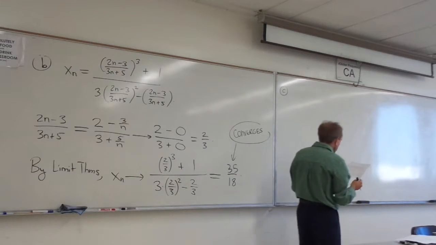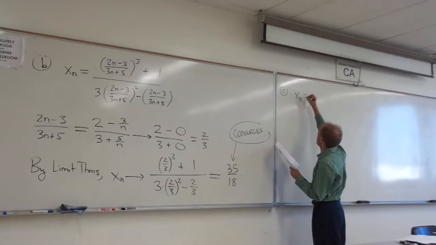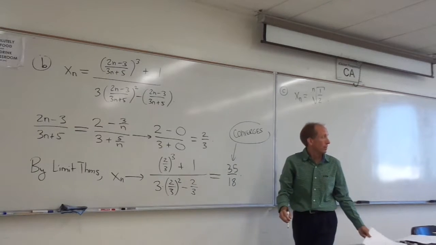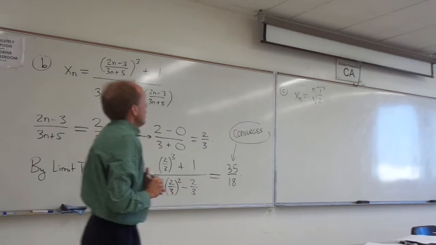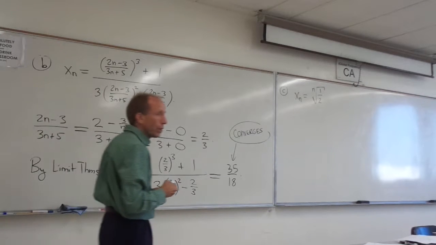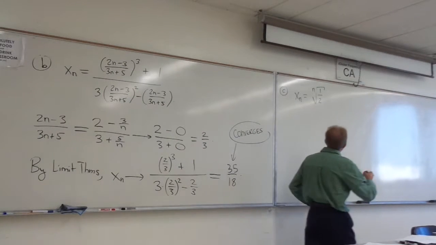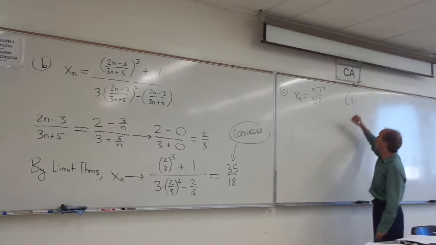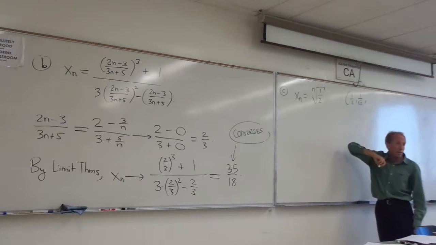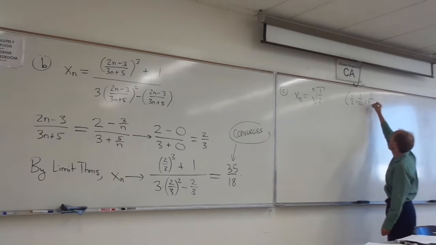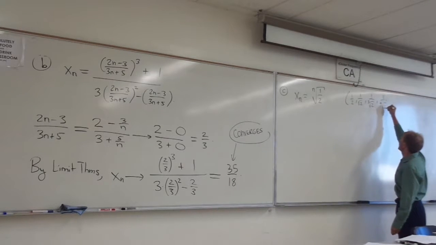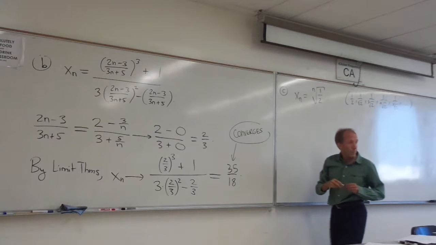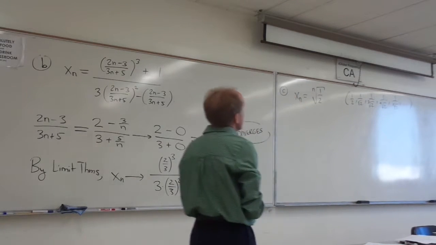Okay, so here's another one. Let's let xn equal the nth root of 1/2. That's a little different. If I list the terms of the sequence, when n is 1, you just get 1/2. And then when n is 2, you get the square root of that. And then when n is 3, you're going to get 1 over the cubed root of 2, 1 over the 4th root of 2, 1 over the 5th root of 2, and so on and so forth like that. So that's the way the terms look.